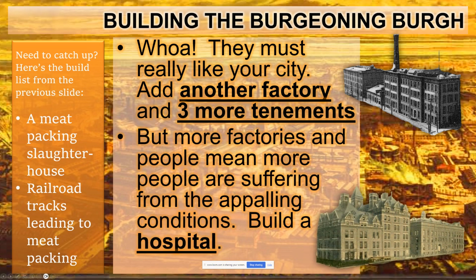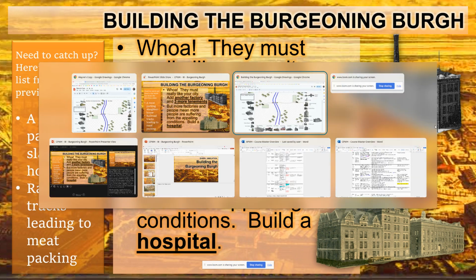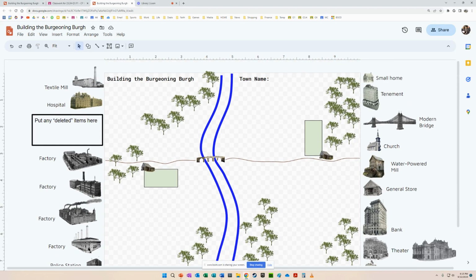Okay, not only that, but again, more people also means that people are suffering from the appalling conditions inside the factories, which we're not going to talk about here, but you saw quite a bit in our previous lesson. Okay, so we need a hospital. So let's go ahead and help those people out. Okay, I'm going to build a hospital. The hospitals are on the top left-hand corner.